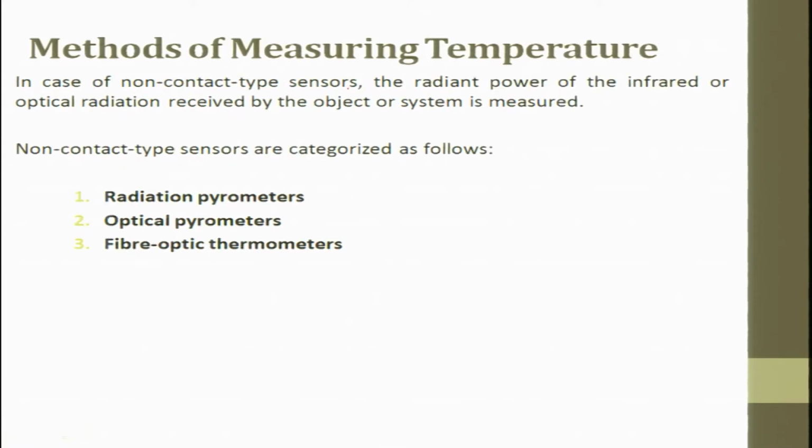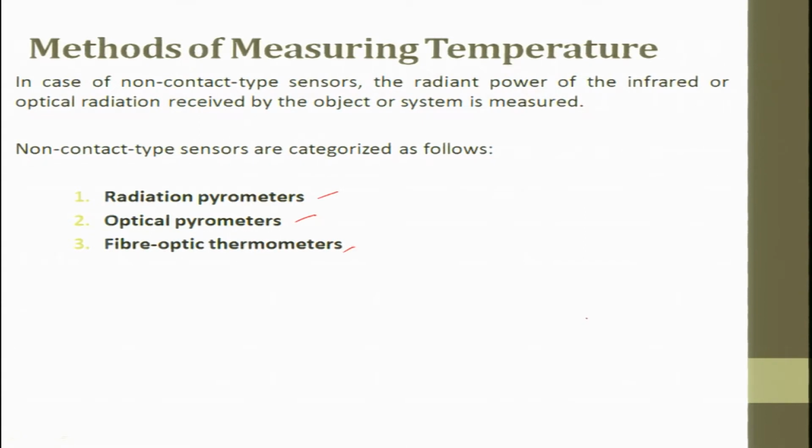In case of non-contact, the radiant power of infrared or the optical radiation received by the object or the system is measured. So, non-contact type sensors are radiation pyrometer, optical pyrometer and fiber optic thermometer.